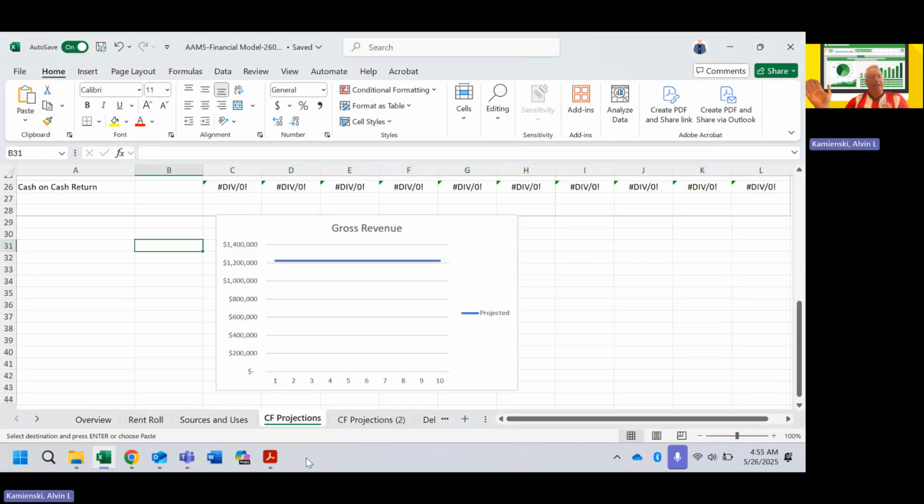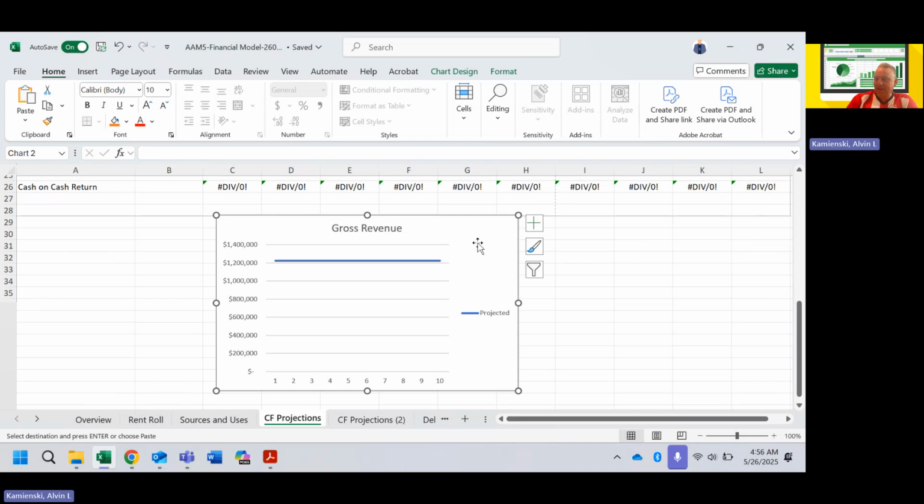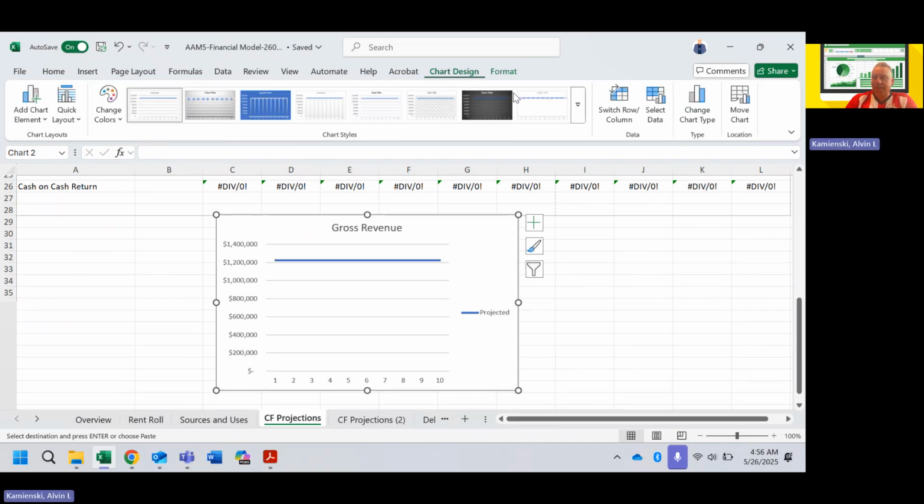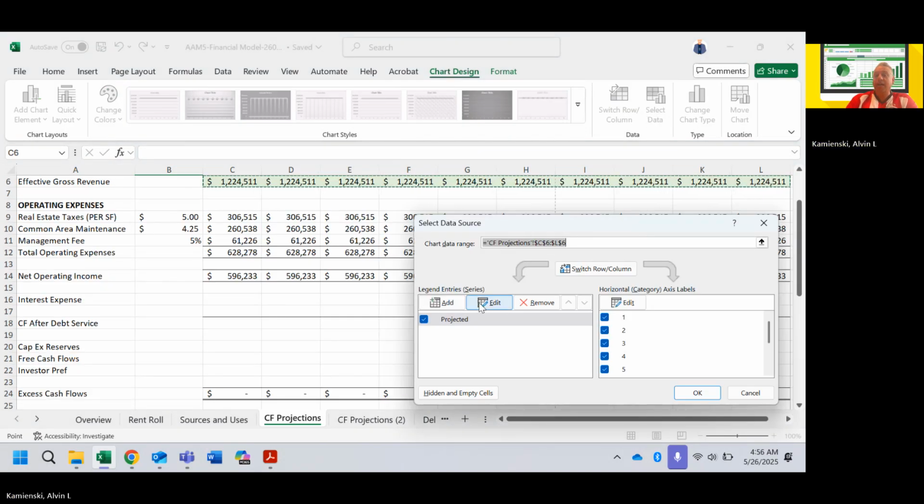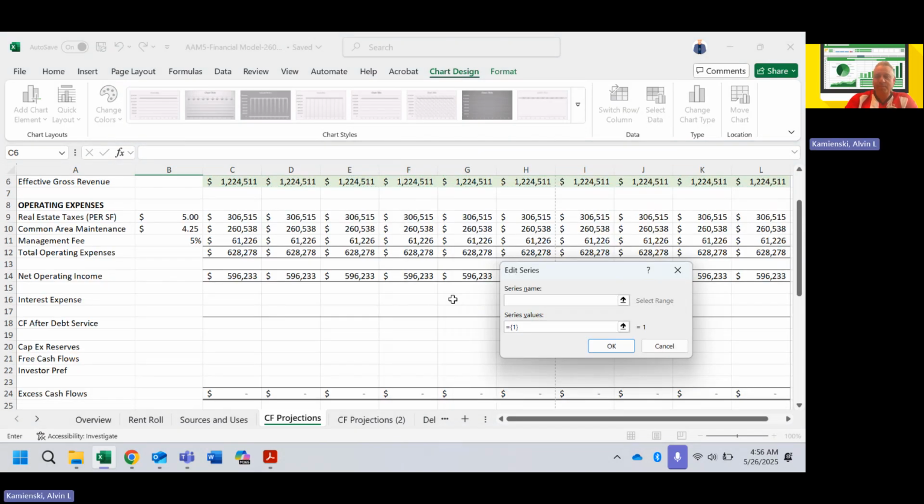Now I can show it. I swear there's magic that you're going to love. Back to the cash flow projections tab, highlight the graph. From the graph, chart design, select data. Add baseline.